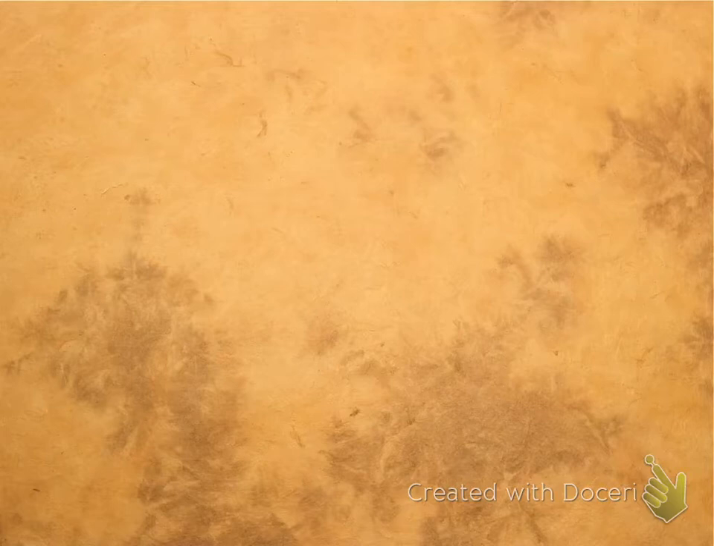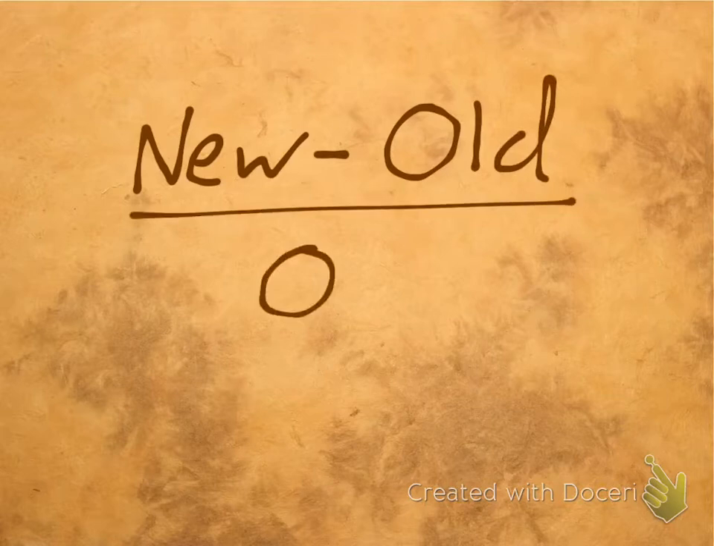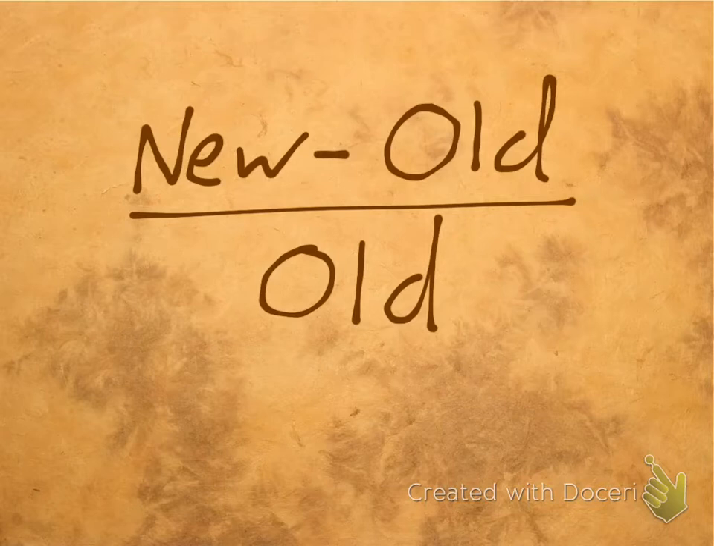Okay, so to do this, you've got to learn a particular formula. There's no tricks to learning it. It's at the top of the paper that I've handed out to you. The formula is new minus old over old. Alright? Your new number, whatever number we changed to, minus your old number, whatever your original number was, all over that original number.